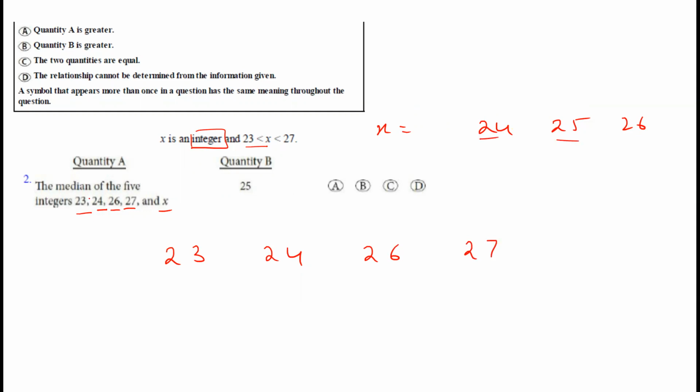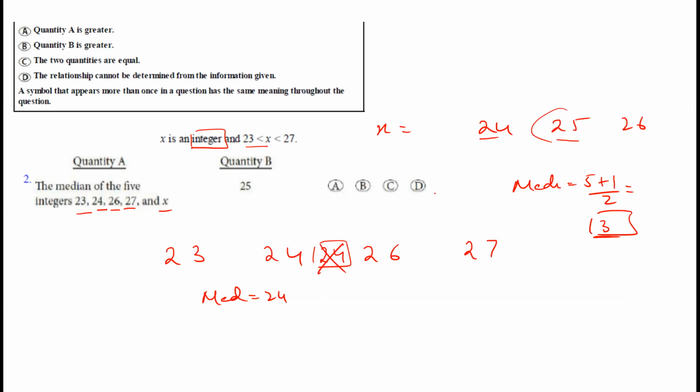So we have 5 integers. What will be the median? The median position would be 5 plus 1 divided by 2, that is 3. So the third number would be the median. Let's suppose we have 24, so 24 will come over here, and the third number would be 24. So the median can be 24. Now let's suppose we have 25 as our x. So 25 would be also over here: 1, 2, 3. So the median can be 25.